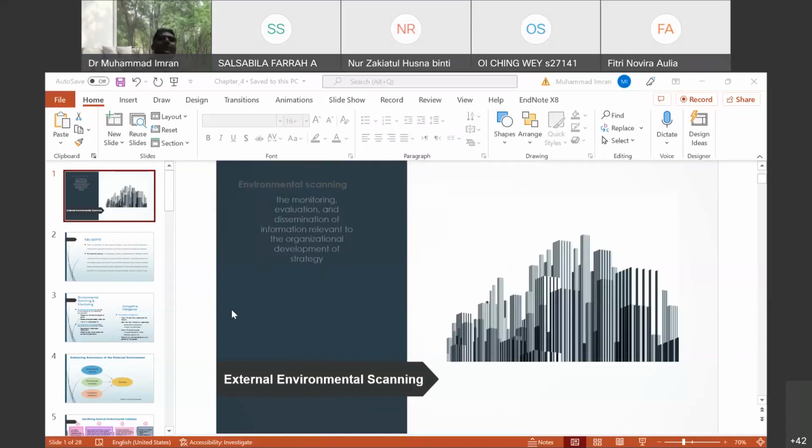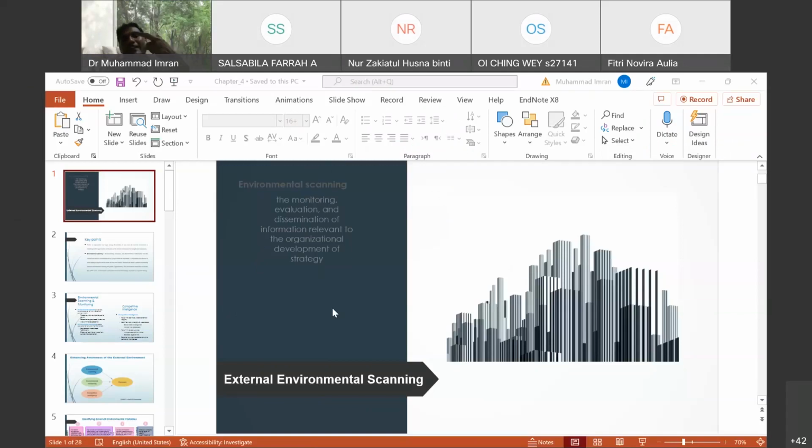Discussion is about environmental scanning. As we discussed in the first lecture, what is the environment? We had a detailed discussion, by the way. Let's discuss further about the environmental scanning.